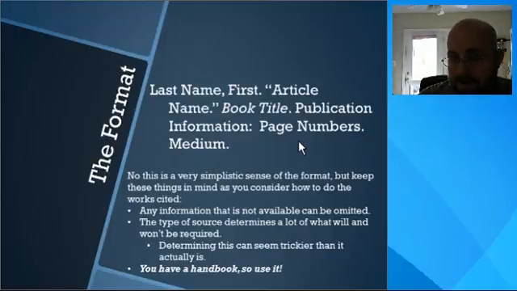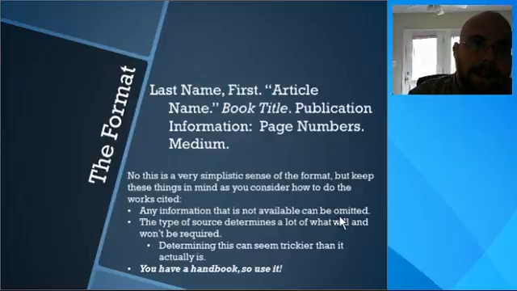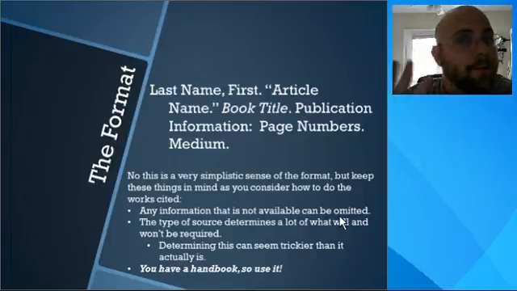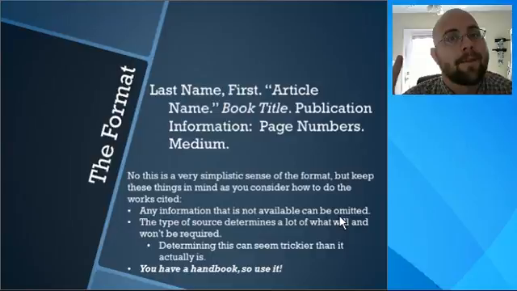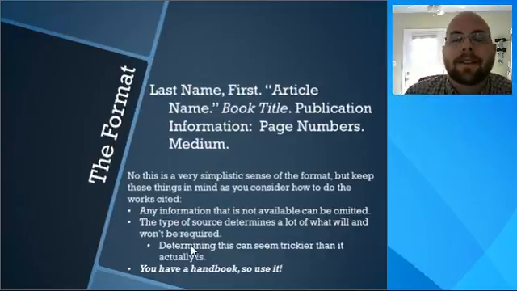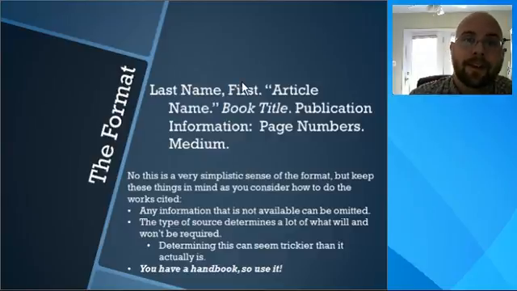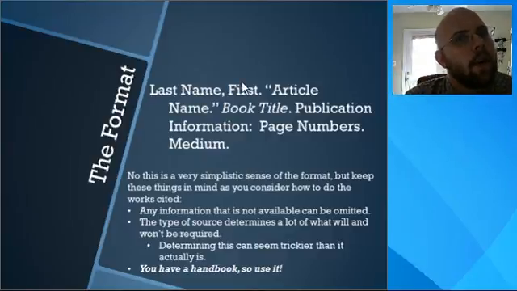And if you have any questions, please let me know. Okay. Any information that is not available can be omitted within reason. You want to look for it. If it's not available, then you can omit it. If you don't know it, don't omit it. Find it. Okay? So for instance, last name first. If I'm reading an internet article and I don't know who the author is, I need to look for the author before I just say, I don't know. Okay? Look for who the author is.